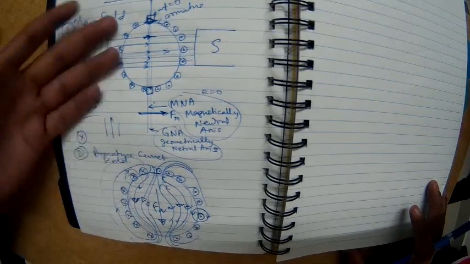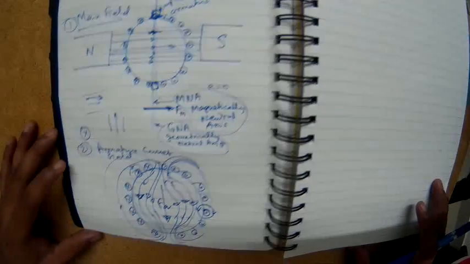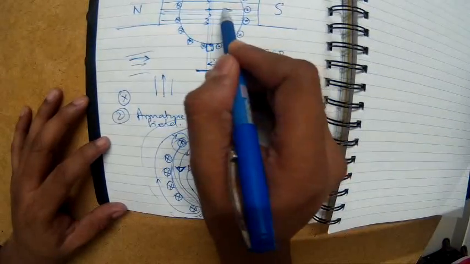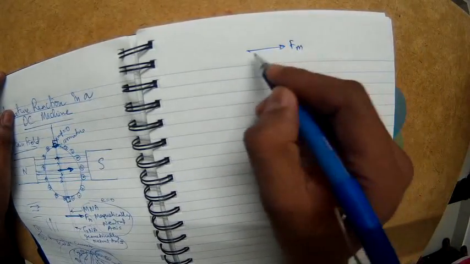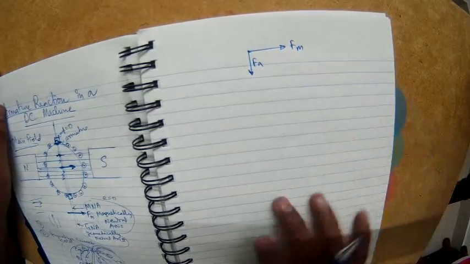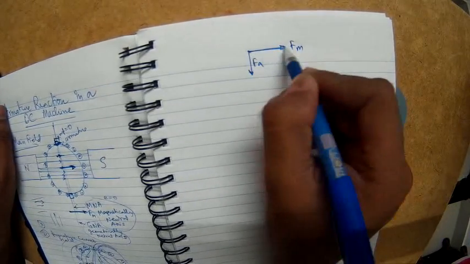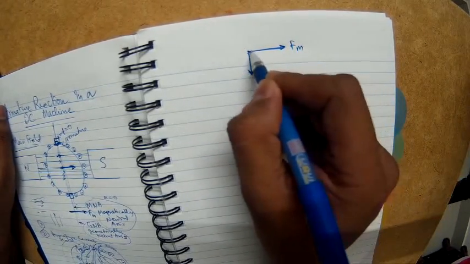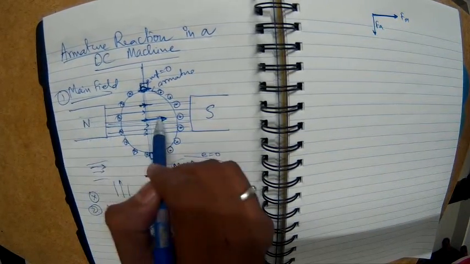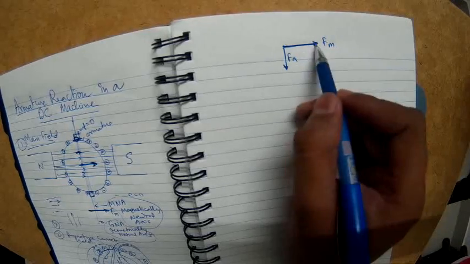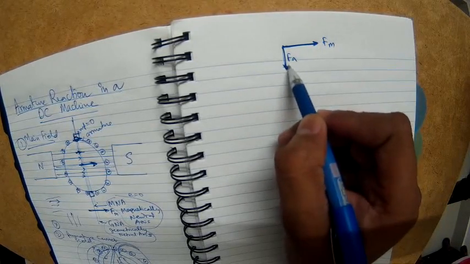If both the fields are present together, what happens? If you see inside, the field is like this. So let's do some vector addition. This is Fm and this is Fa. By the way, the directions are like this, 90 degrees. What about the length of this Fm? By putting more conductors or more current in the field winding, I can generate more flux. I can control the length of this. What about the length of the Fa?